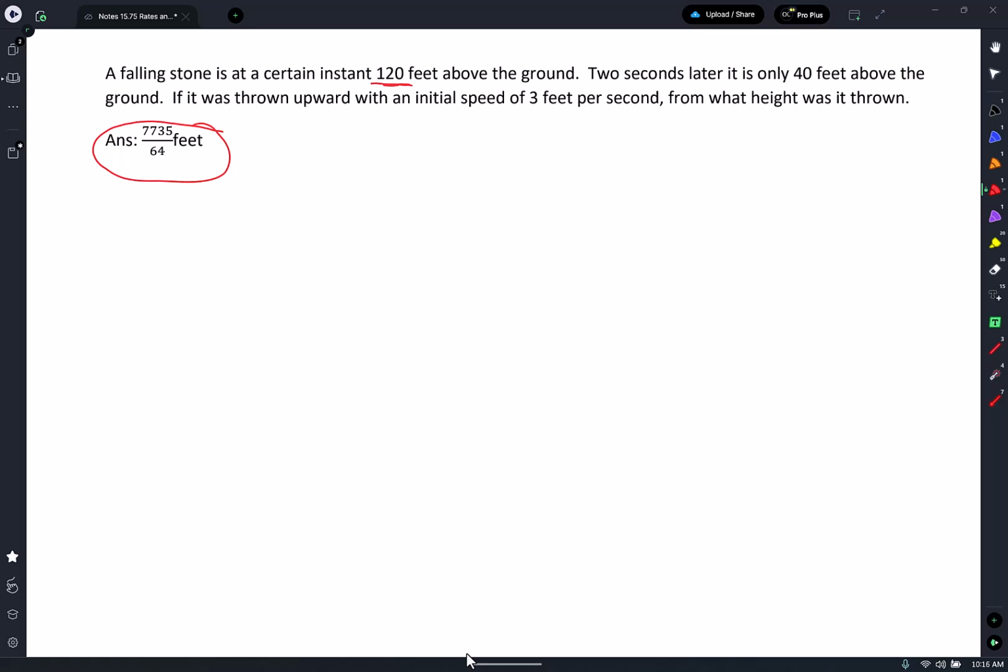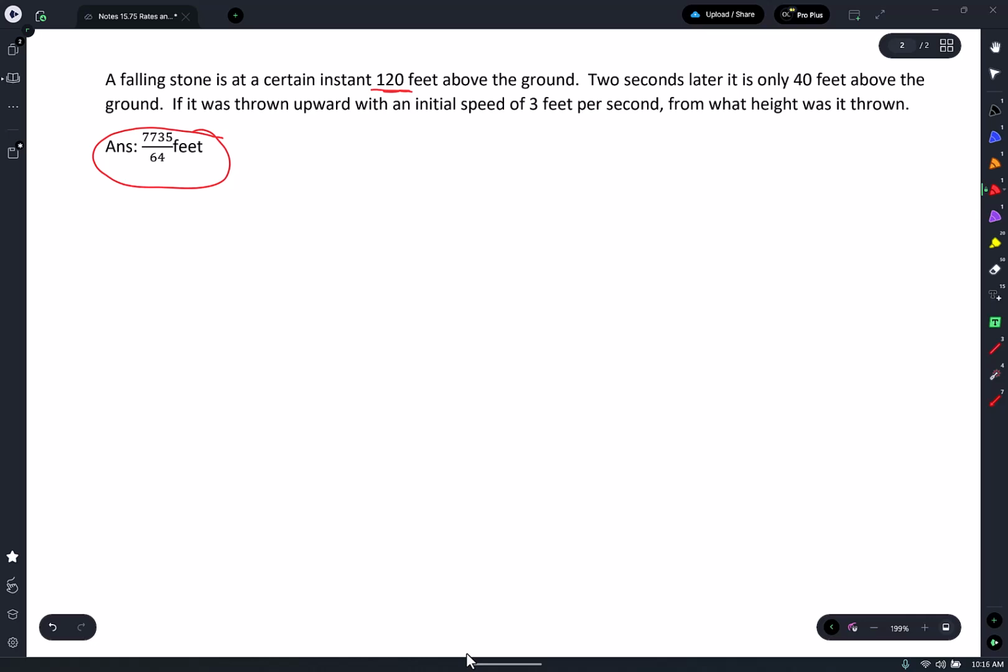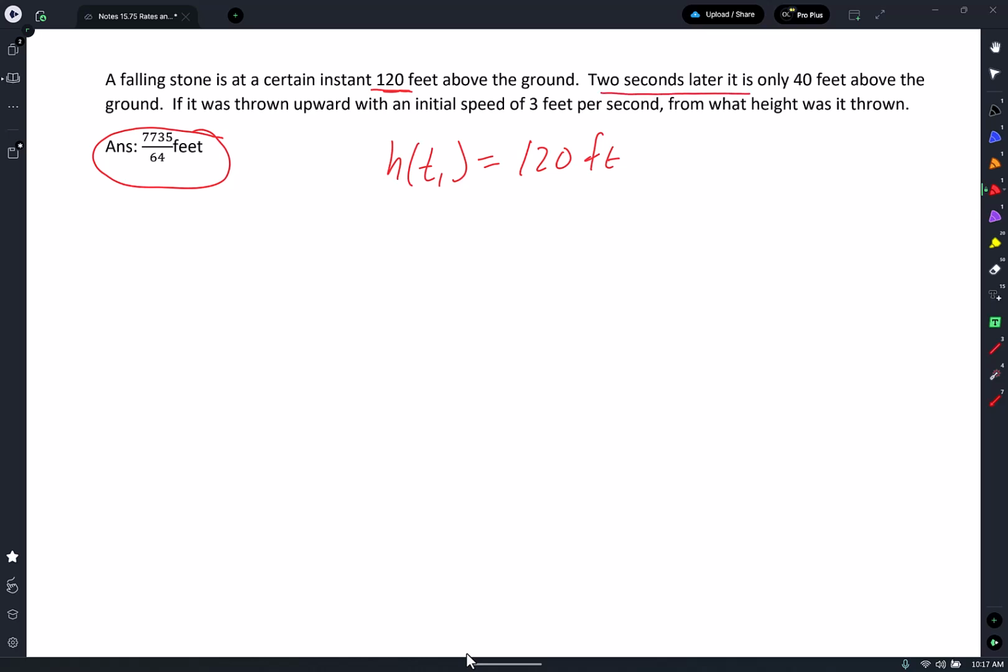So let's write down stuff that we know. You don't have to write down, you can just listen. At a certain instant, it's 120 feet above. So I'm going to say h of t1, sometime, is 120 feet. 2 seconds later, so I'm going to say h of t1 plus 2, and it is only 40 feet. Do you see what we did, guys?